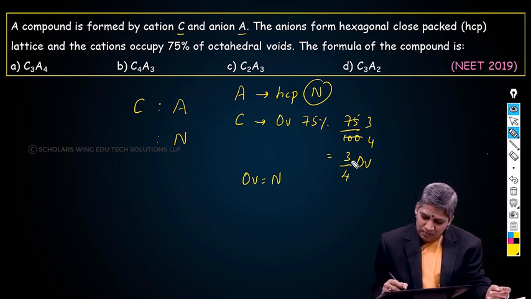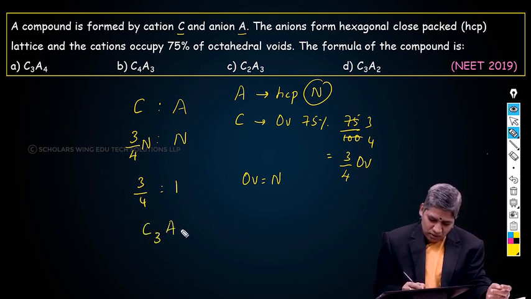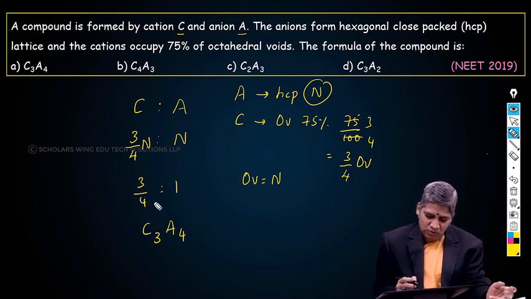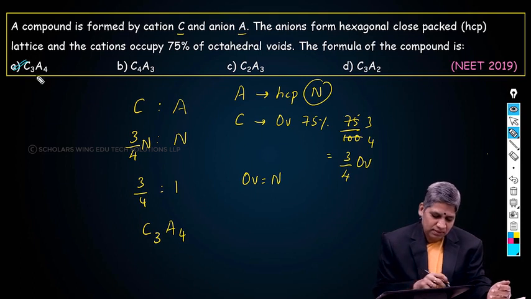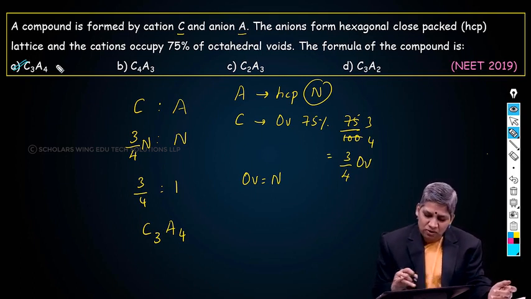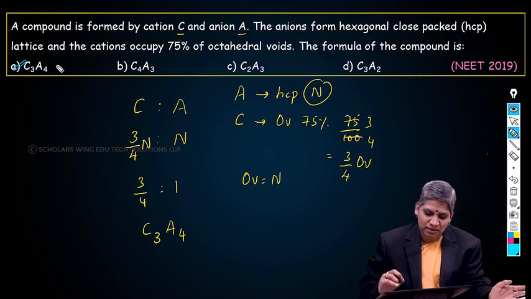What is OV here? Therefore, N. Therefore, here we can write 3 by 4 N, right? And that will be 3 by 4 is to 1, and that will be C3A4, isn't it? 3 by 4 is to 1 is 3 is to 4. Therefore, C3A4. So where is the right option? Here, A, isn't it? C3A4. Don't look at all the other options, it will really confuse you. Be clear with the concept, work it out, and then take the right answer. It's not a tick-and-choose type, right? You have to work it out.